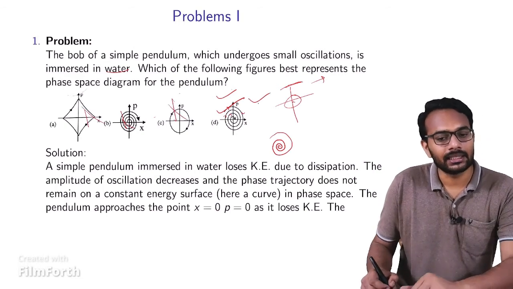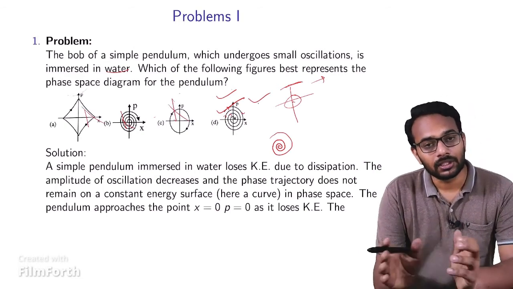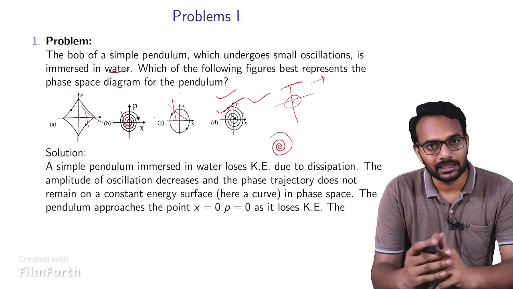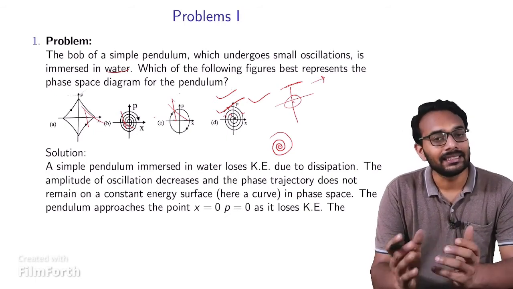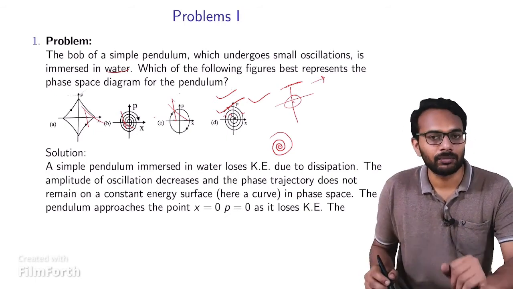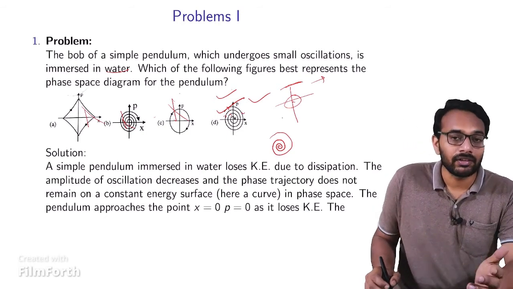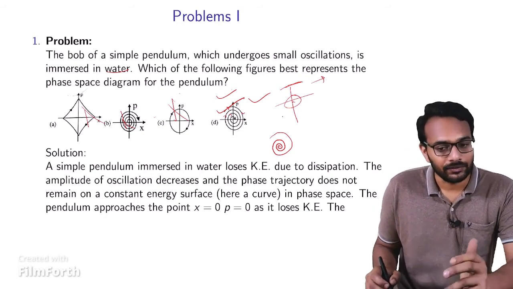This is the correct answer for a simple pendulum which undergoes small oscillations. Then it's simply the simple harmonic oscillator, and it's immersed in water. All right. So you get 5 marks. That was the 5-mark questions. You get a 5 mark without much difficulty.